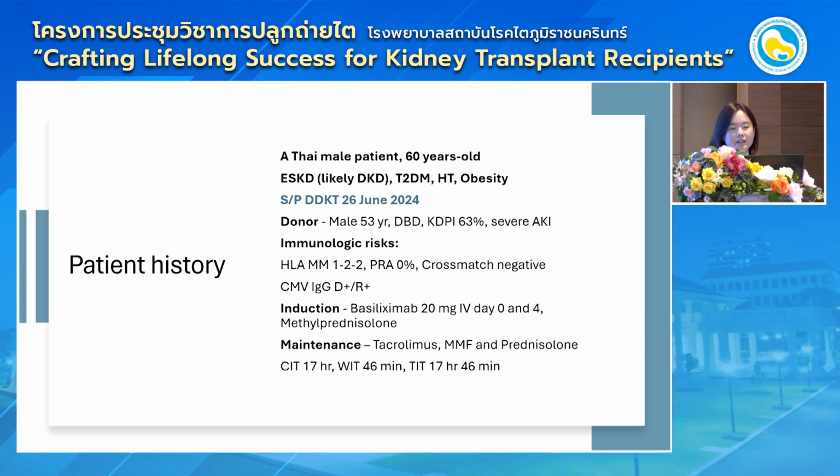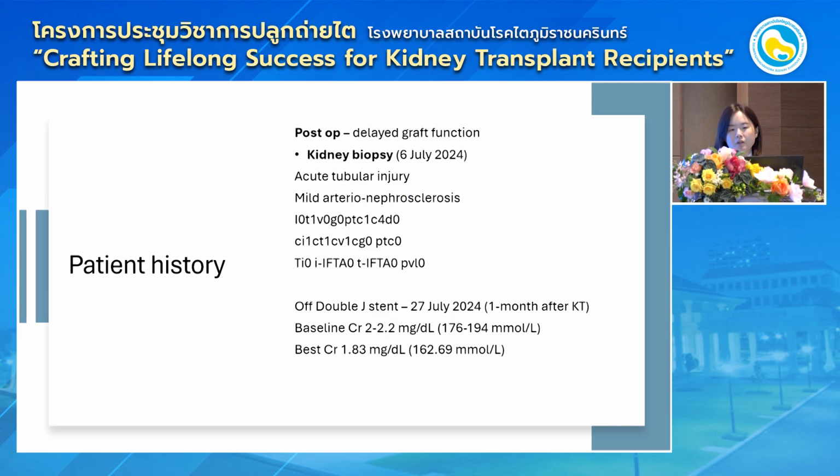For immunologic risk, HLA mismatch is 1, 2, 2, PRA 0, and cross-match was negative. CMV IgG: donor positive and recipient positive. Induction regimen is basiliximab and methylprednisolone, with maintenance of tacrolimus, MMF, and prednisolone. Ischemic time is around 17 hours. In the post-operation period, the patient developed delayed graft function as expected.